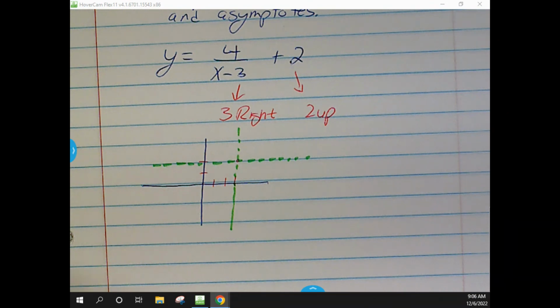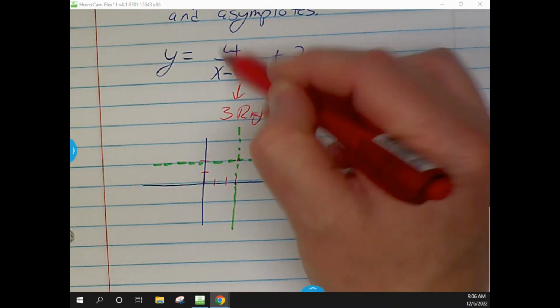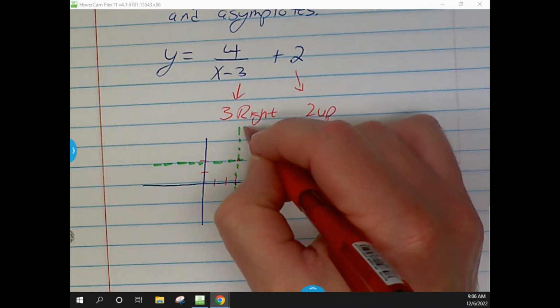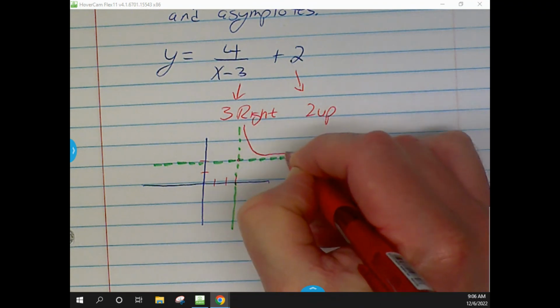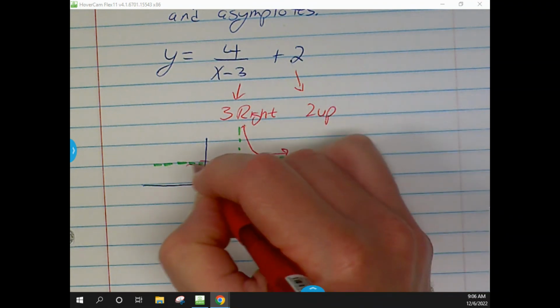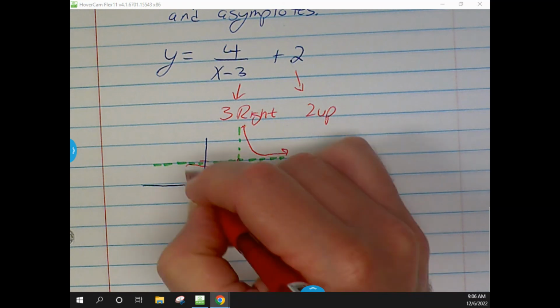And then here's where the part gets easy. This is a positive 4 on top. So if that's positive, that means you've got to be here and here.